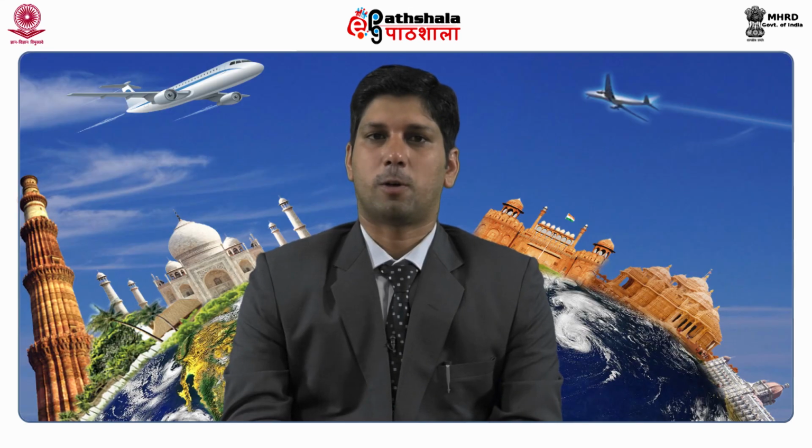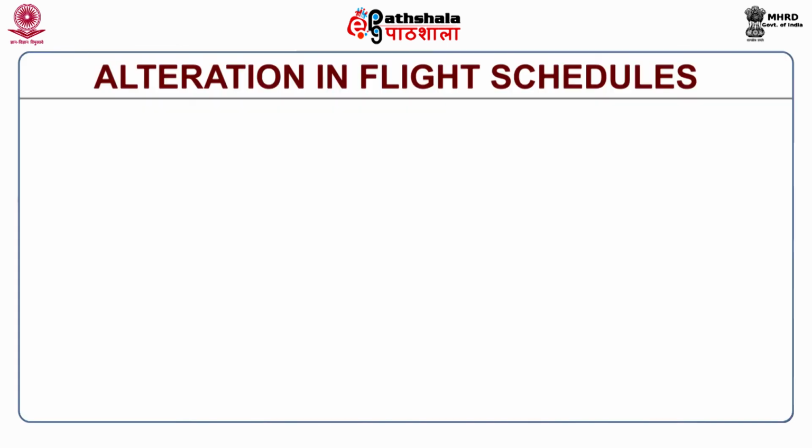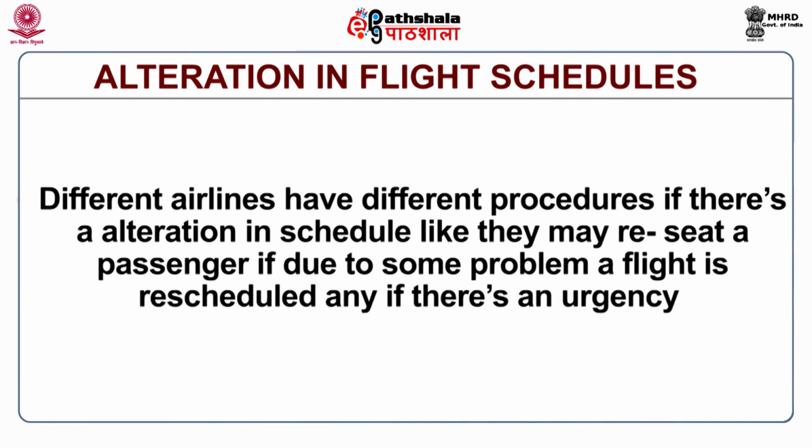Usually, the flights operate according to the flight schedules, or in common terms according to the timetable made by the operations department, but sometimes due to certain criteria or if need may arise, there may be alteration in schedules too. Different airlines have different procedures. If there's alteration in schedule, they may reseat a passenger if due to some problem a flight is rescheduled, if there's an urgency for the passenger to reach on time.